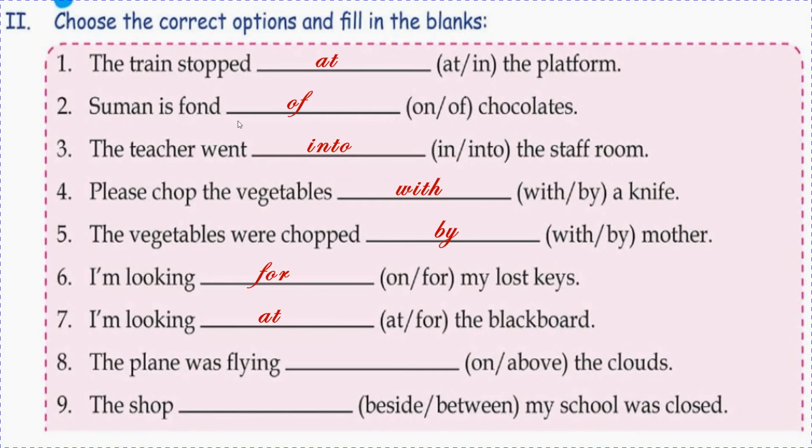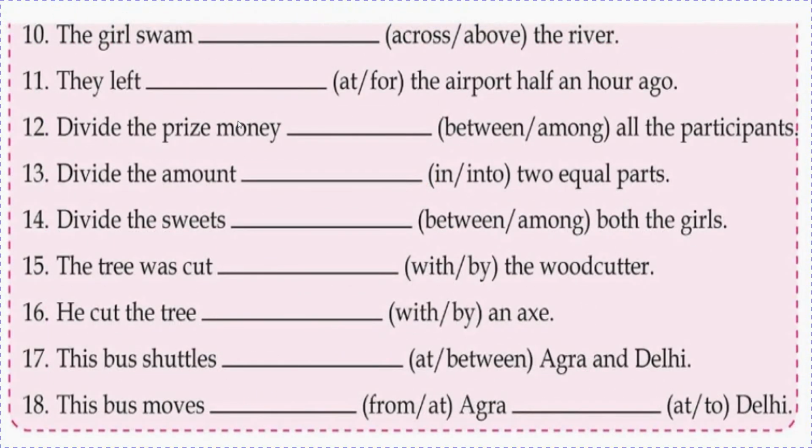The plane was flying above the clouds. It cannot fly on the clouds. The shop beside my school was closed. I have already told you that between is used with two things or persons. The girls swam across the river, not above the river.